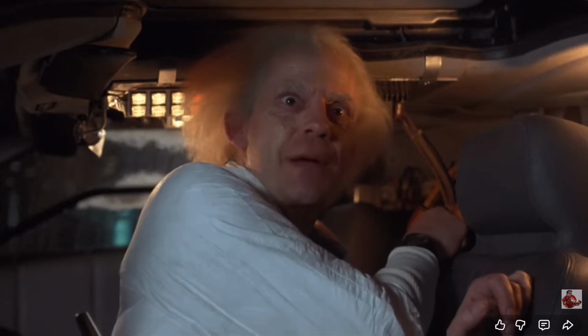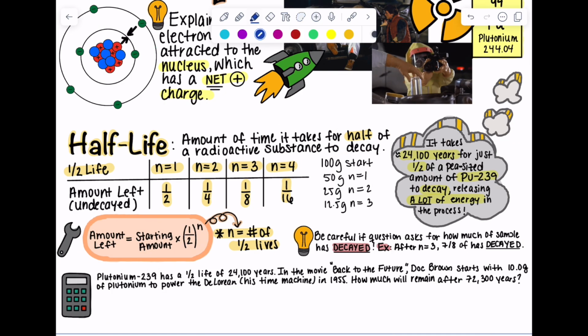So let's practice this with a Back to the Future themed question. And it says, plutonium-239 has a half-life of 24,100 years. In the movie Back to the Future, Doc Brown starts with a 10-gram sample of plutonium to power the DeLorean in 1955. How much will remain after 72,300 years? Here's how I tell my students to do it.